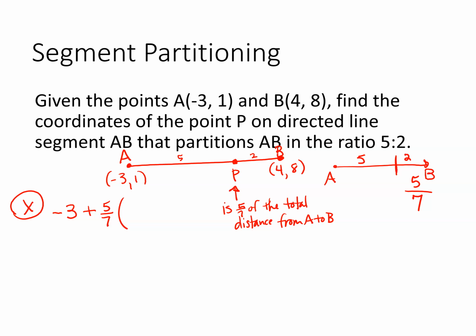What is the total distance of AB for x? Let's figure that out. For AB, from A to B, is the difference of 4 minus negative 3. 4 minus negative 3 is 7. So the total distance is 7. So from negative 3, 7 over 7 cancels out and becomes 1. Negative 3 plus 5 is positive 2. So this point is going to end up at 2.